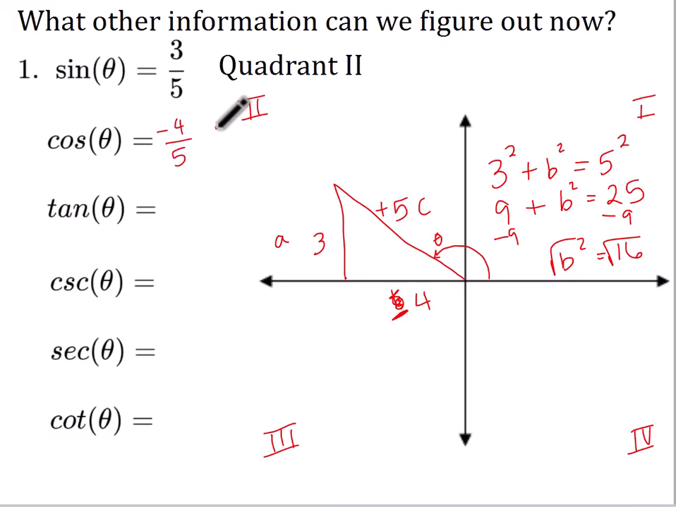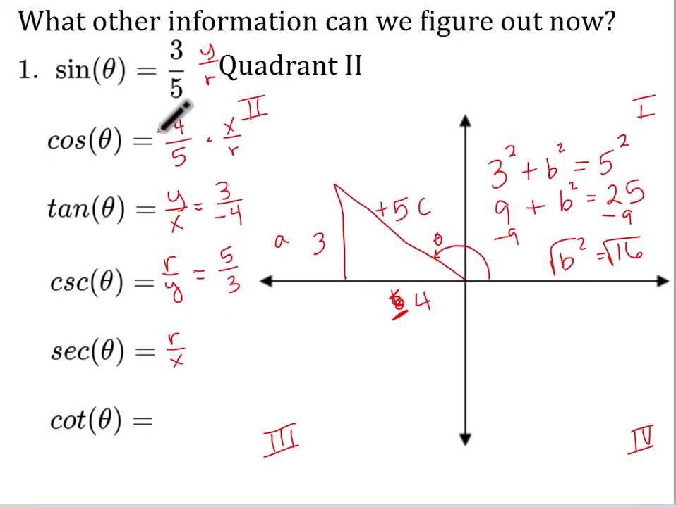Or my y over my r value. This is my x over my r value. Tangent is still y over x, so 3 over negative 4. Cosecant is r over y, reminding us of that, so 5 over 3, or the reciprocal of sine. So hopefully you see here that 3 over 5 changes to 5 over 3 when it's cosecant.